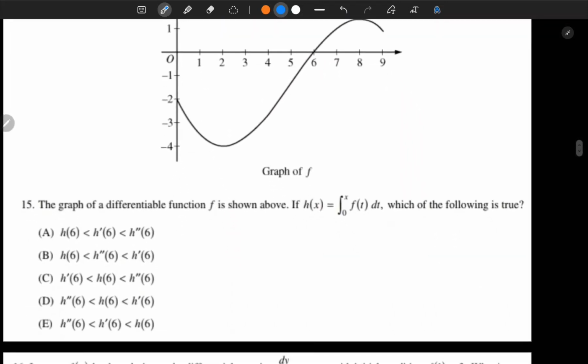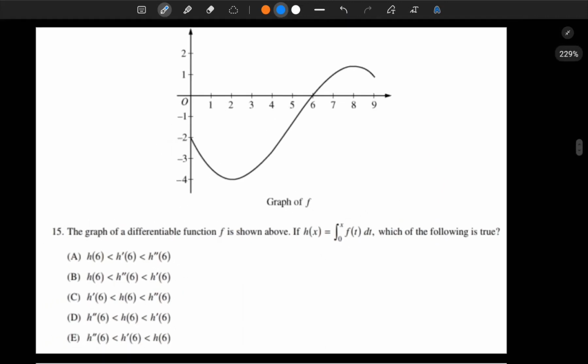Moving on, the graph of a differentiable function f is shown above. If h of x is equal to the integral from 0 to x of f of t dt, which of the following is true? Well, if we look, we're trying to find h of 6. So we're going from 0 to 6.